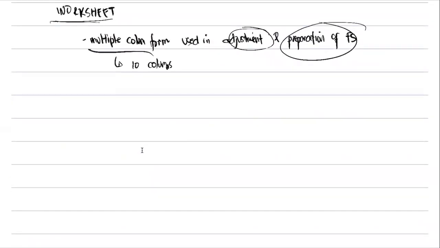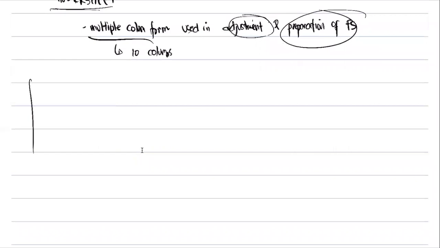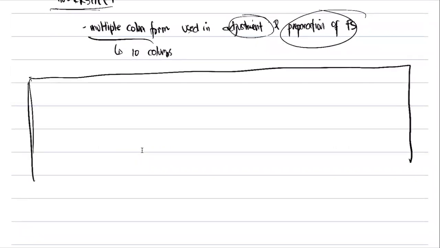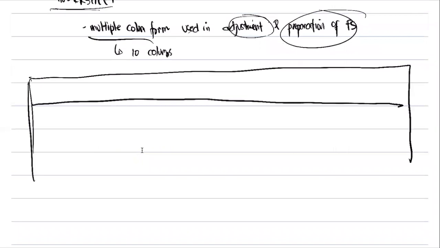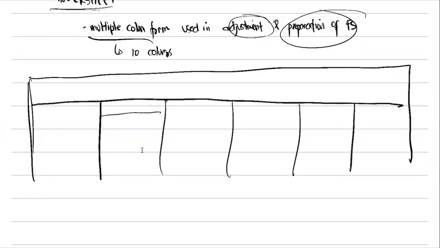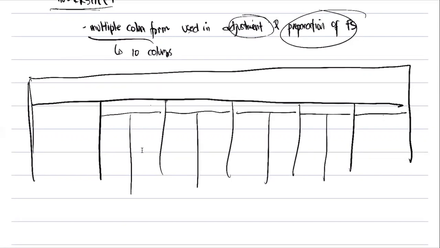So how does your worksheet look like? So your worksheet looks like this. So we have this particular form, and then we have your first column here. Okay, so we assume this is your worksheet.